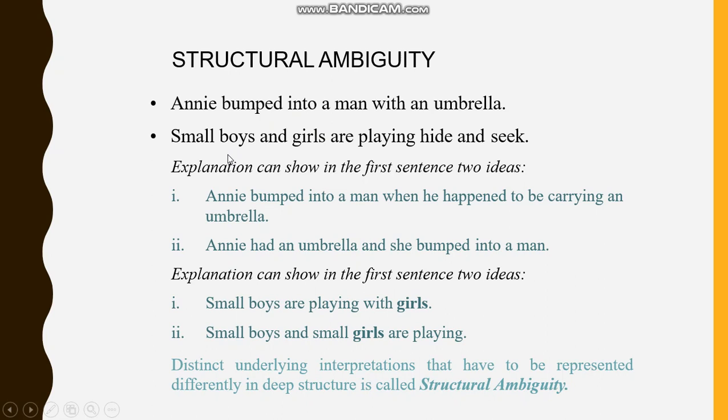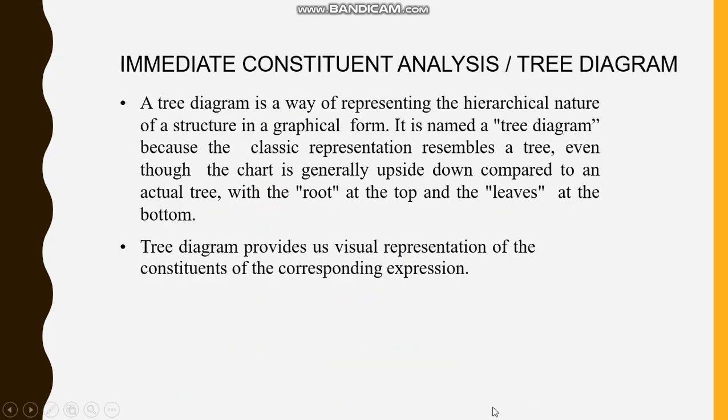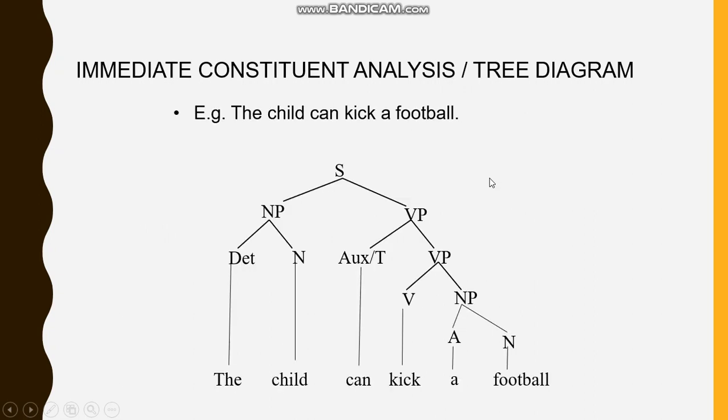In order to analyze, we are going to do the deep structure analysis of structural ambiguity using immediate constituent analysis. You remember this one? This is the original. This sentence doesn't have an ambiguous meaning: The child can kick a football.